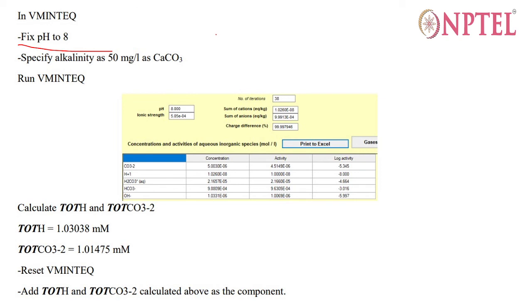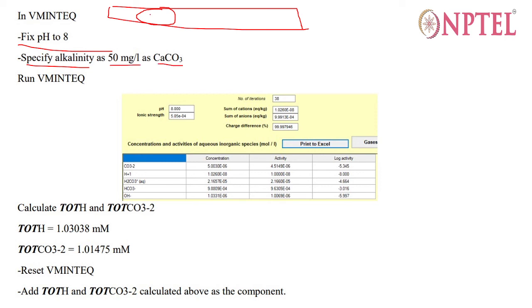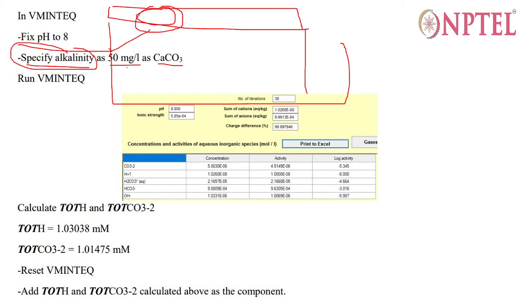There is an option to specify the alkalinity. In the top section, you will find an option called specify alkalinity, not in this section. Specify your alkalinity as 50 mg per liter as CaCO3, then run the VMinteq software.